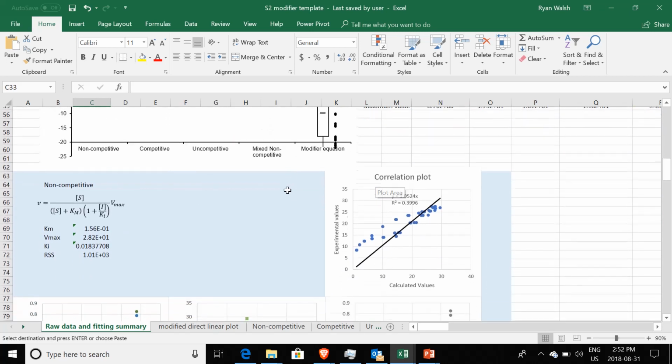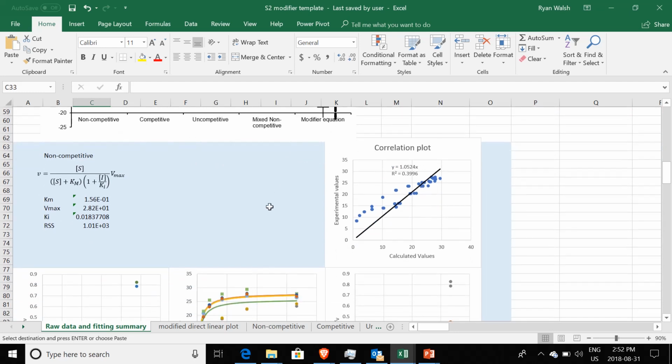And you can go down and look at how the plots look at the moment. So this is a correlation where if the experimental and the calculated equaled each other, they should all line up on a line, and the slope of the best fit should be 1, and the R squared should be close to 0.9 something.